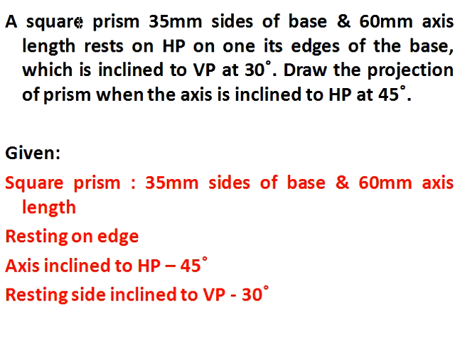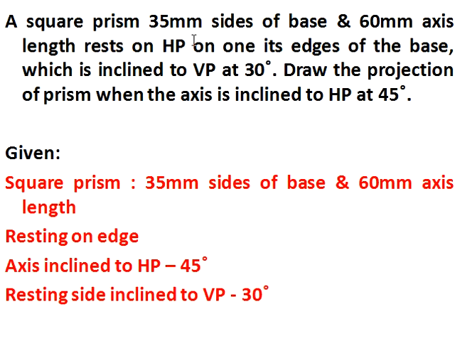If you go through the first sentence of the question, first identify whether the given object is a prism or pyramid. Here it is clearly mentioned a square prism of 35 mm side. So given object is square prism, its dimensions are given, base side is 35 mm and axis length or height of this prism is 60 mm. Then identify whether this prism is resting on one of its edges of base or it is resting on one of its corners of base. Usually this condition will be given in the first sentence of the question.